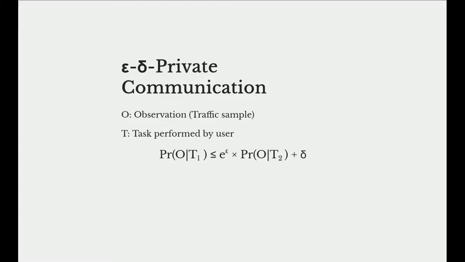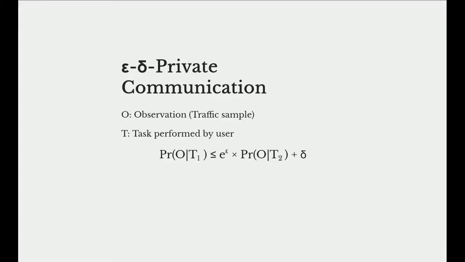And we then state that a system offers epsilon delta private communication if this inequality holds, namely that the probability of observing a traffic pattern under the assumption that the user performs one task is less than or equal to e to the power of epsilon times the probability of observing the same traffic pattern under the assumption that the user performs the second task, plus some delta.